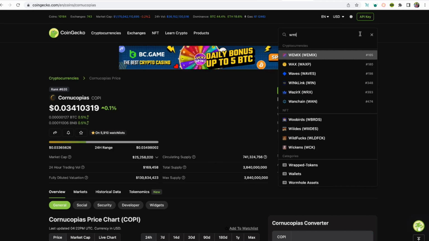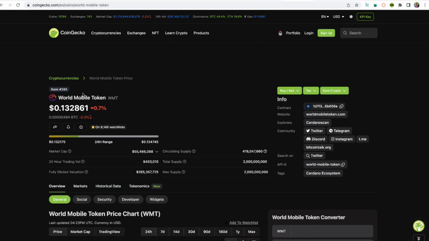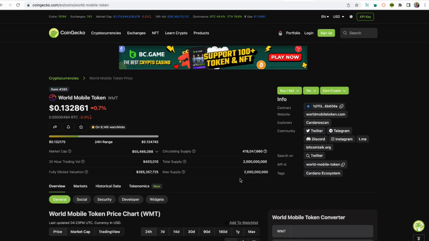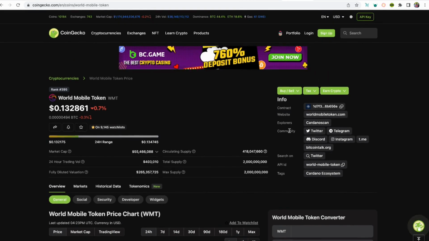World Mobile Token, WMT, ranked 335 on the list. They're 13 cents, a lower market cap. And the list goes on, right? You can check out their website. You can do your research. You can do your fundamental analysis. And I suggest you do that. So this is a fantastic resource, CoinGecko, that's going to tell you how prices are moving in real time. And they're all independently moving in real time.